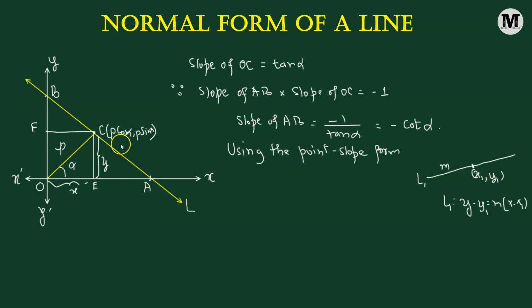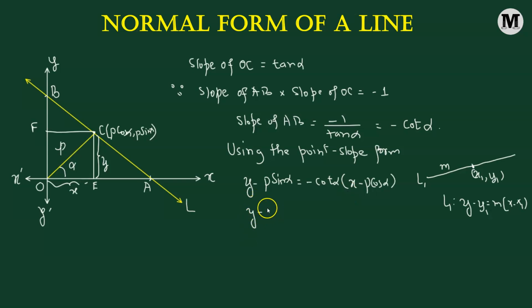So here our point, the coordinates of the point C, is p cosine alpha comma p sine alpha. We have the slope of that line, so we can use the point slope form, and the equation is going to be y minus y1. So y1 is going to be p sine alpha, equals the slope we have obtained as negative cotangent of alpha, multiplied by x minus x1. So x1 is going to be p cosine of alpha.